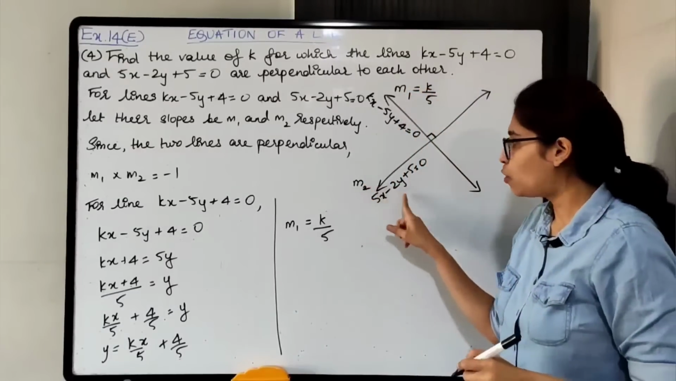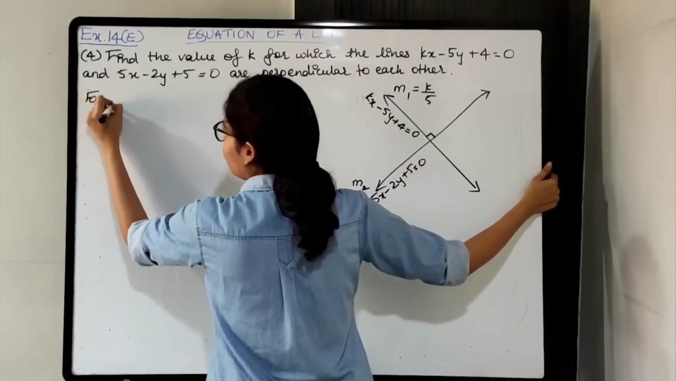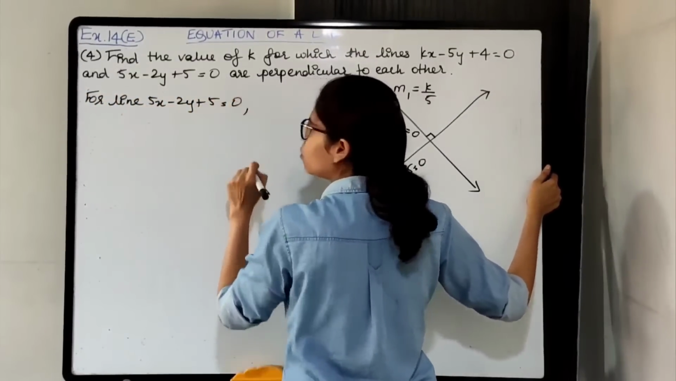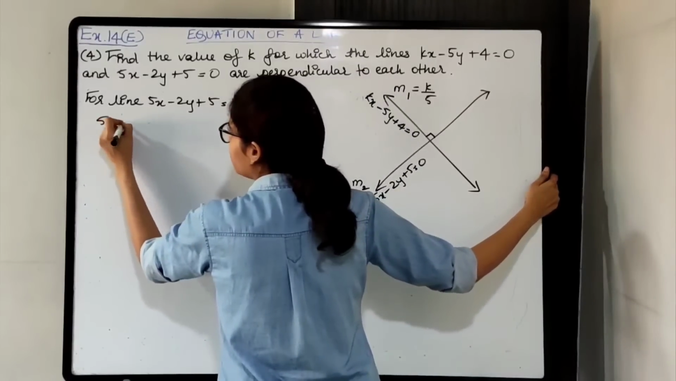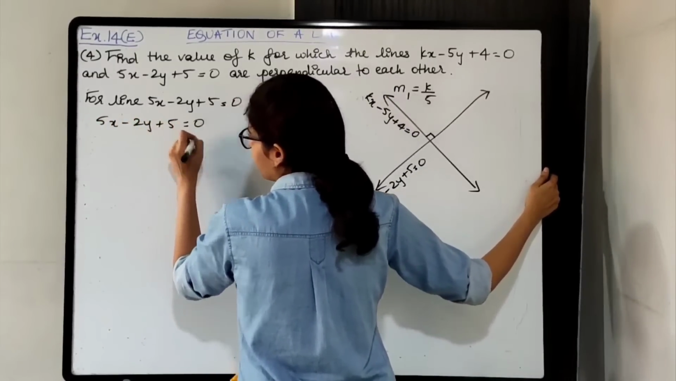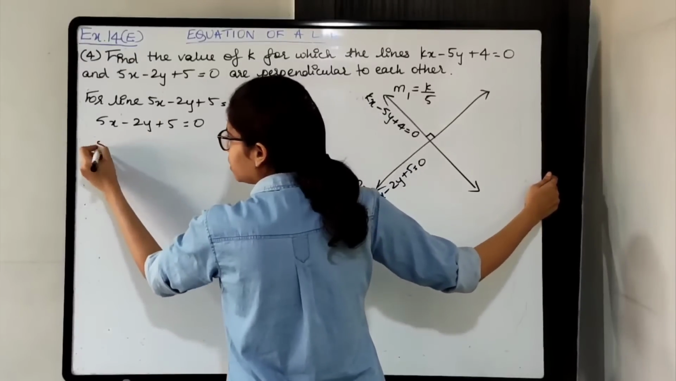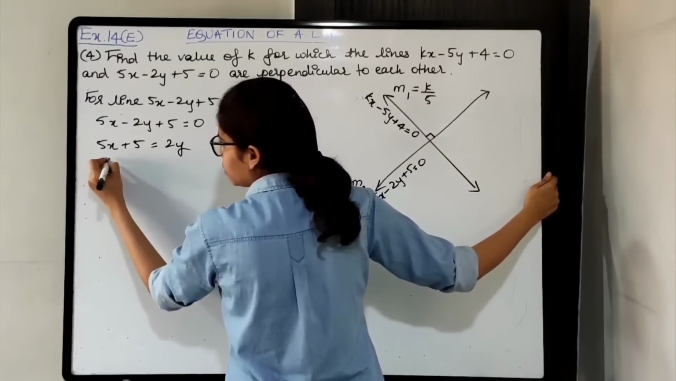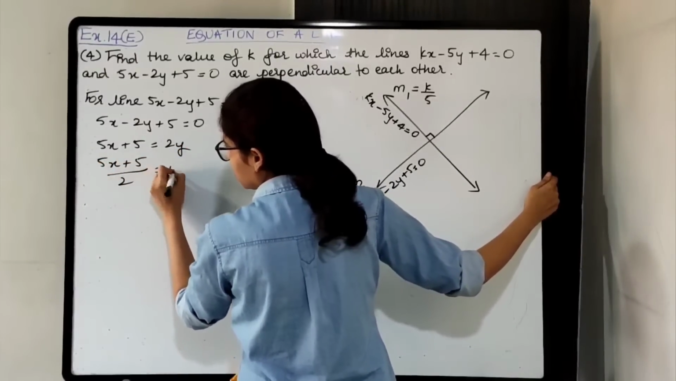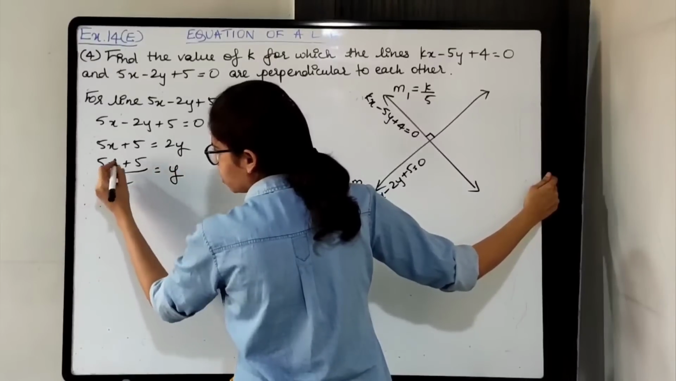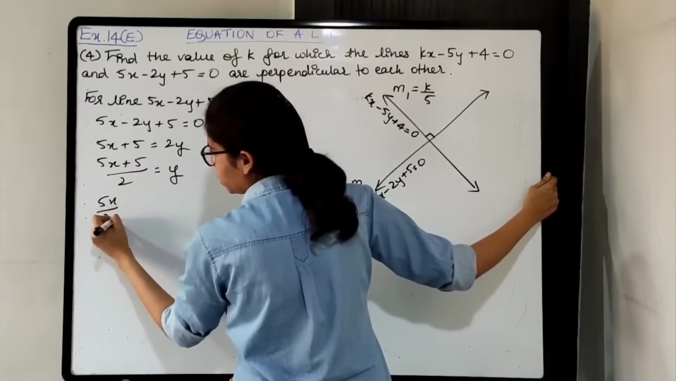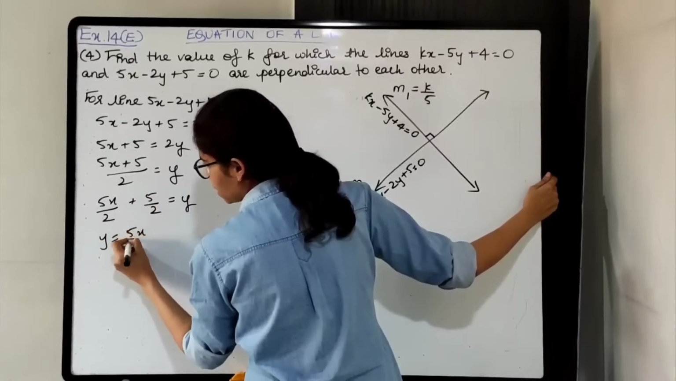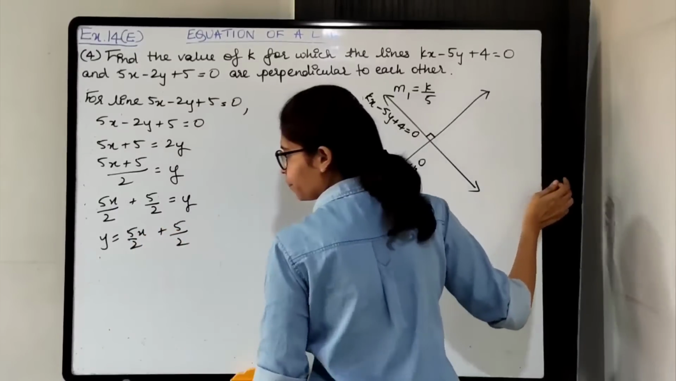Same way we will find the slope of the second line. For line 5x minus 2y plus 5 equal to 0, again we will write down the equation. We have to bring it in standard form. y वाला term negative है, positive करते हैं, shifting it on the other side. 2 we'll shift on the other side. Okay, so separating, 5x का भी डिनोमिनेटर 2 है, 5 का भी डिनोमिनेटर 2 है. So y is equal to 5x upon 2 plus 5 upon 2.